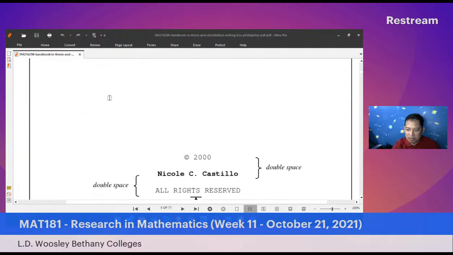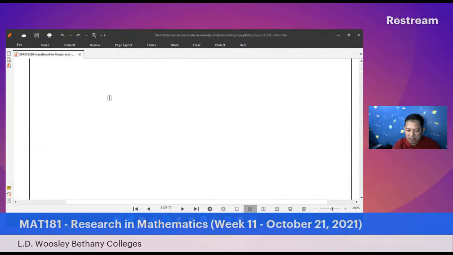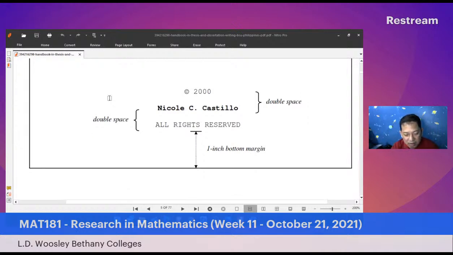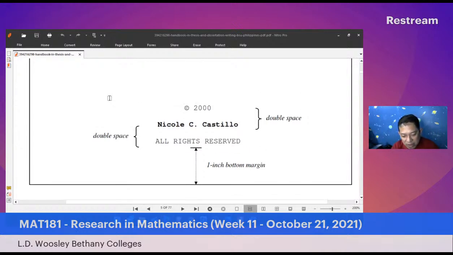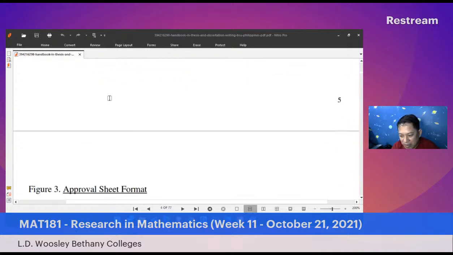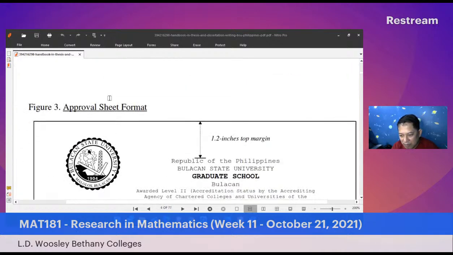here. So this is the copyright page that comes after your title page. It's just an indication of the right of the researcher or the author of that research. Nevertheless, I'll be uploading this on our classroom, so that you have a guide, AJ. And then we have the approval sheet.